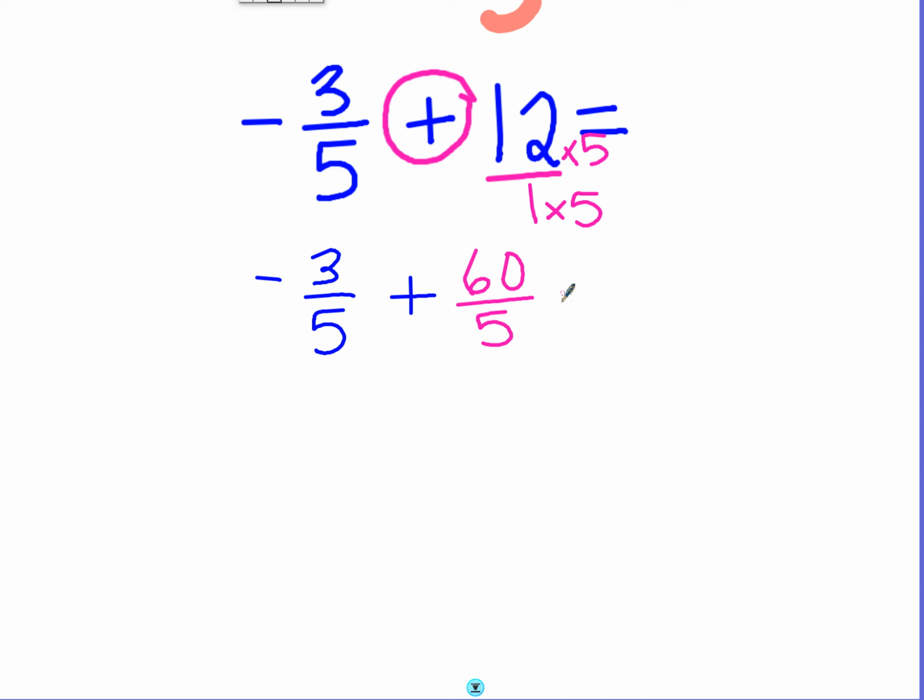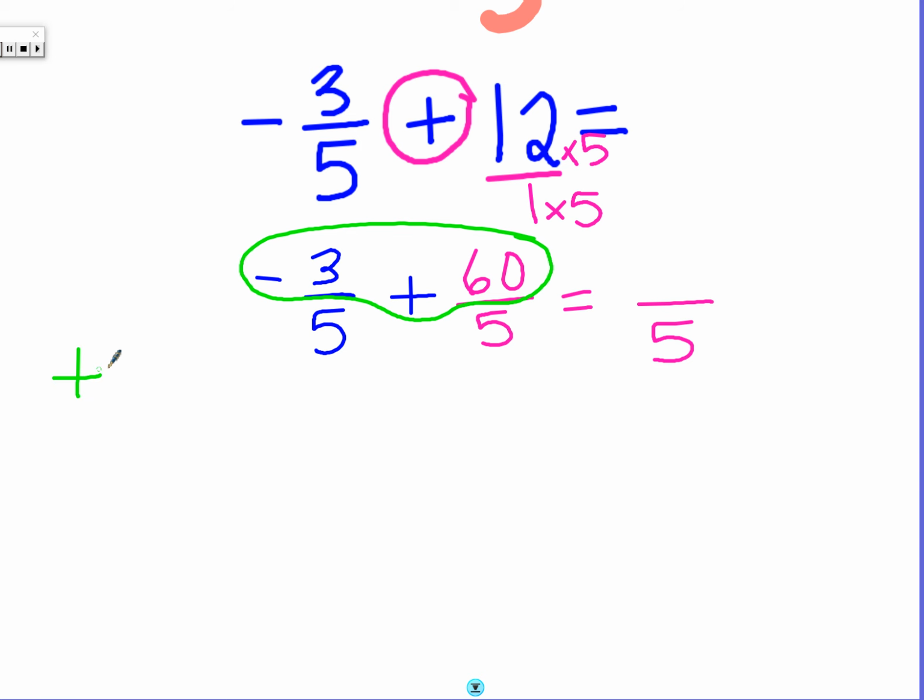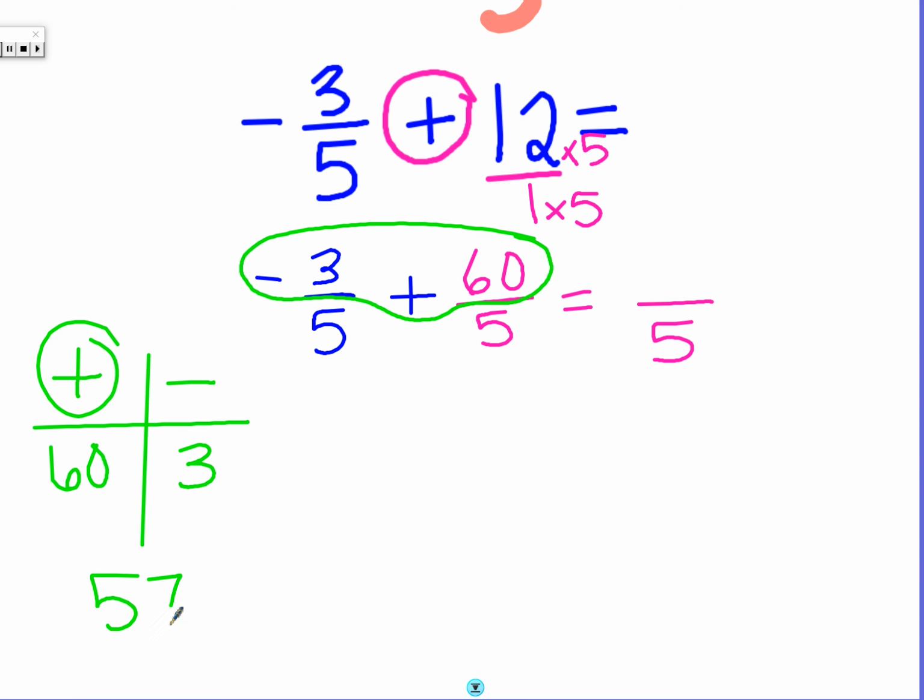So here, I know my answer has a common denominator of 5, and now I'm just doing the math problem of negative 3 plus 60. And if you still have trouble adding or subtracting your negative values, just use your scoreboard. There's 3 points on the negative team, 60 points on the positive team. The answer will be positive because the positive team is winning, and they are winning by 57 points. So the answer would be positive 57.